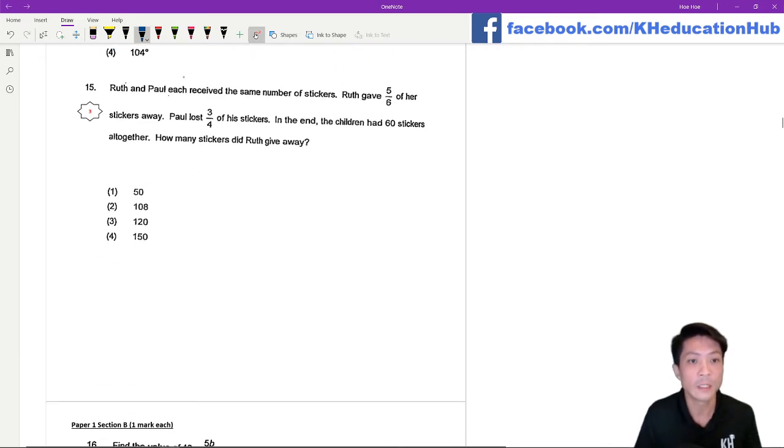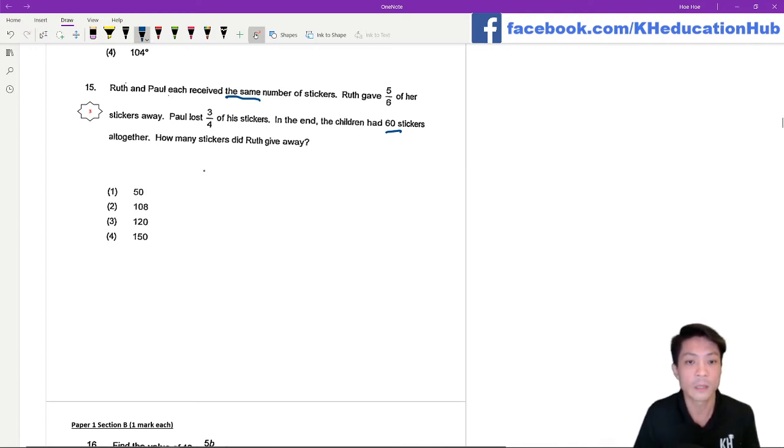Question 15. Ruth and Paul each receive the same number of stickers. Whenever you read the same or equal, this is actually a very important keyword. Ruth gave 5/6 of her stickers away, and Paul lost 3/4 of his stickers. So both of them gave away or lost, which means reducing the amount of stickers that they had. And the children had 60 stickers altogether. So how many stickers did Ruth give away?